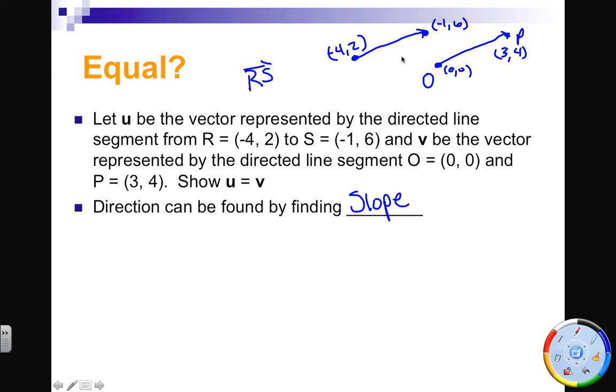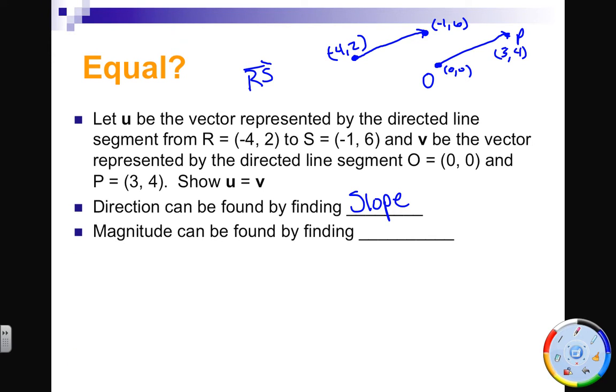And some of you may have been finding slope already, going, oh, this goes from 0 to 3. This goes from -4 to -1. This goes from 2 to 6 and 0 to 4. Oh, they look kind of equal. We can find the slope to describe the direction. And then I mentioned something about magnitude or length. We have this handy formula called the distance formula to find the distance between 2 points. Well, distance is length.